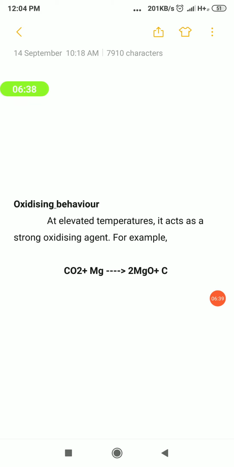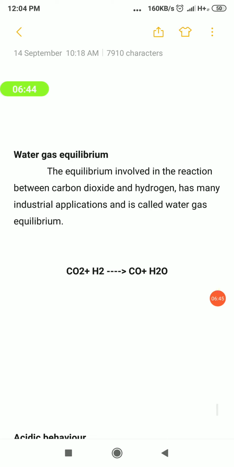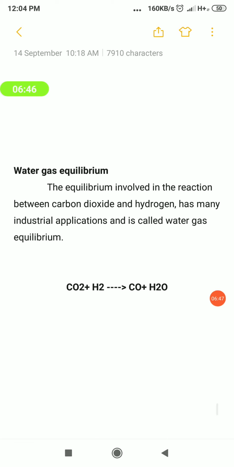Mg has been oxidized to MgO. So in this place CO2 is an oxidizing agent. Okay? Then the next chemical property is water gas equilibrium. The equilibrium involved in the reaction between carbon dioxide and hydrogen has many industrial applications, and this is called water gas equilibrium. When carbon dioxide and hydrogen are mixed, an equilibrium exists.